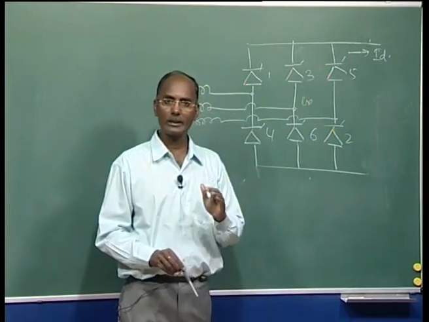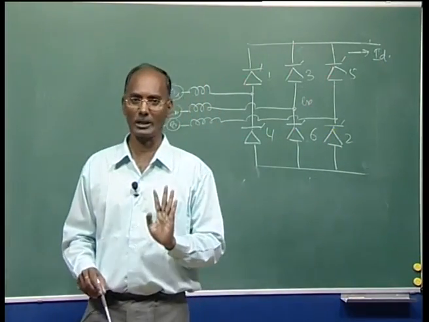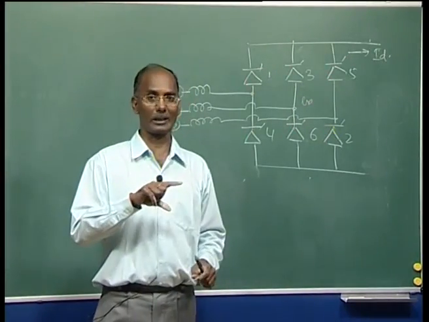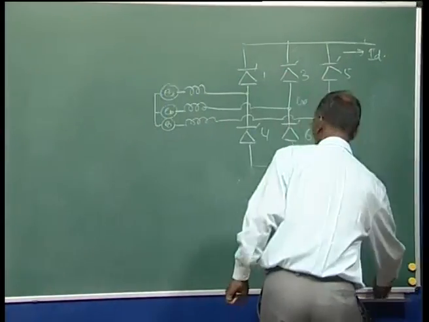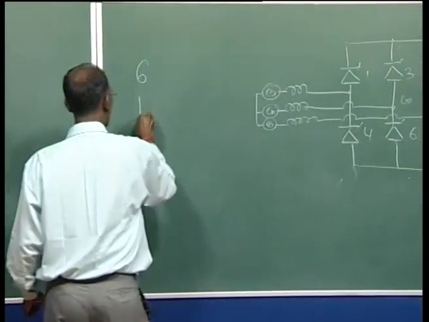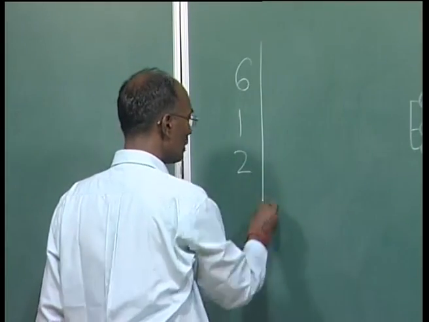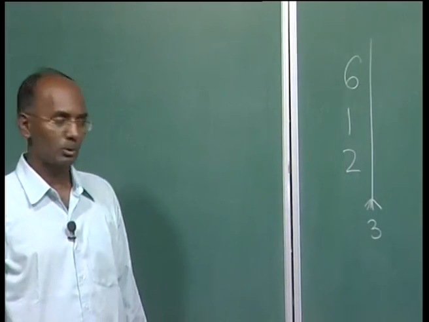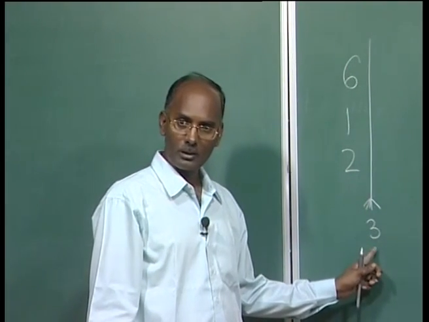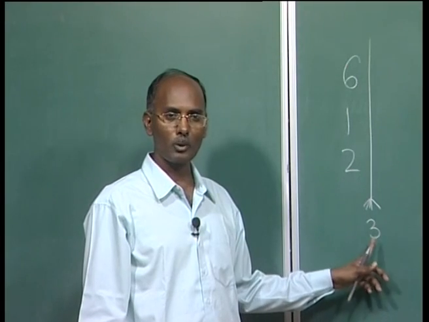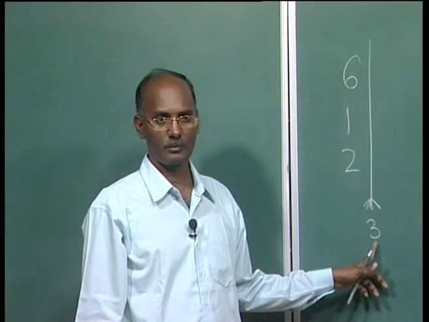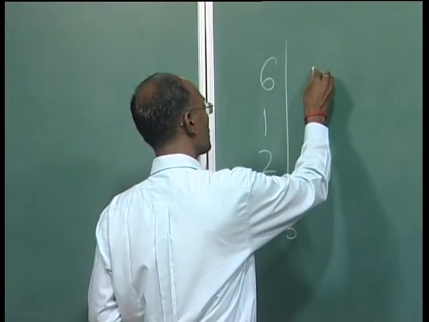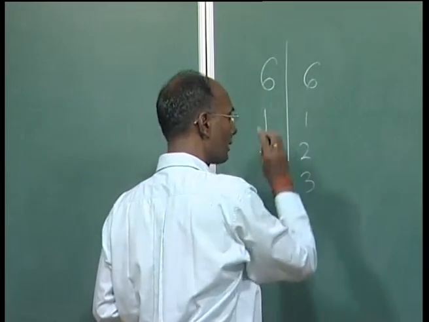As I said, in this case always 3 or 4 valves are conducting, meaning before you give the pulse to 3, 3 valves were conducting, the sequence being 6, 1 and 2. Then you give the pulse for 3. Since you are giving the pulse to 3, it will conduct only if the voltage across 3 is positive, and then 6, 1, 2 and 3 will be conducting.